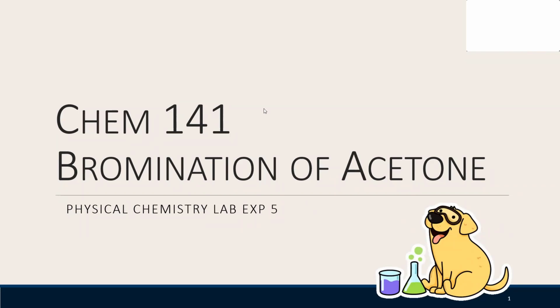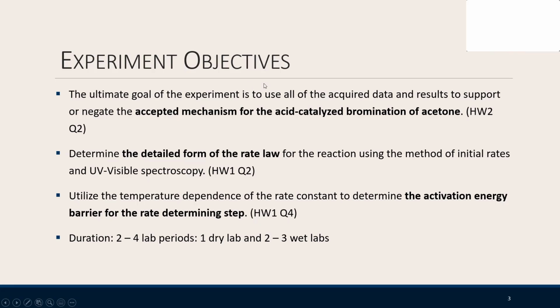We're going to start the pre-lab discussion for experiment 5. The objective is to use all the acquired data and results to support or negate the accepted mechanism for this particular reaction, the acid-catalyzed bromination of acetone. This is similar to the reference you should find in your homework 2, question 2.